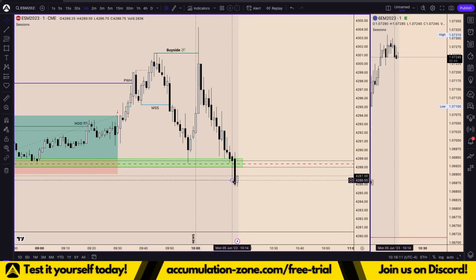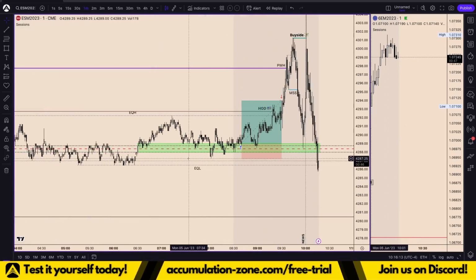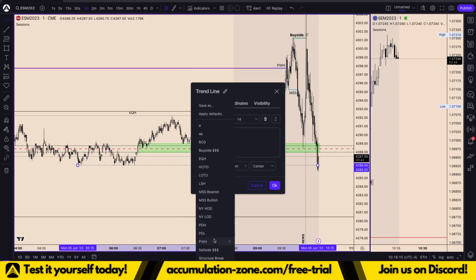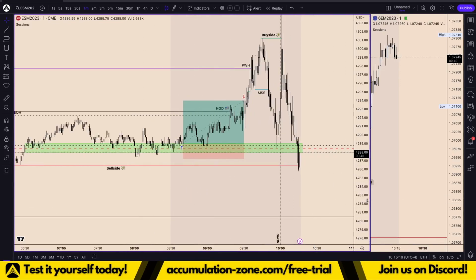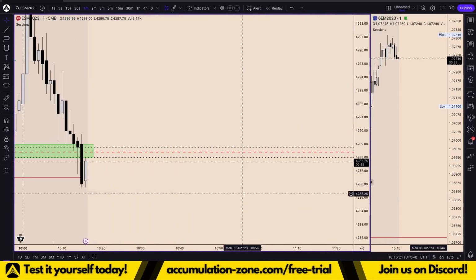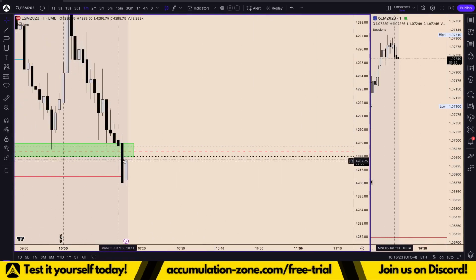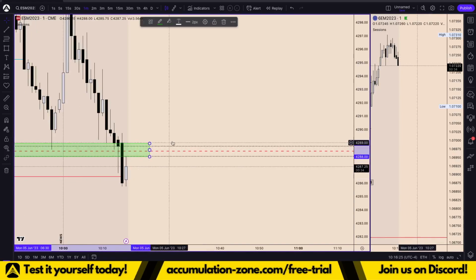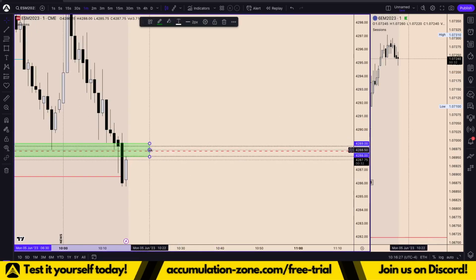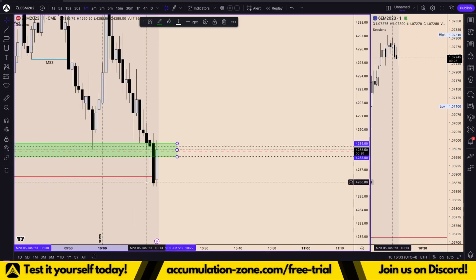So we took those equal lows. We could actually label this as sell side. And now we would like to see the new week opening gap, or this 15-minute bullish fair value gap, now being inverted to hold resistance. And we do not want to see a close above it.